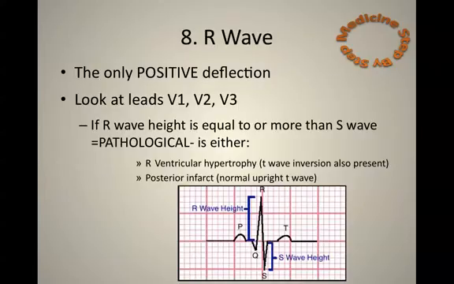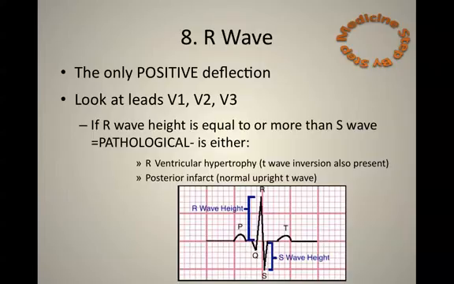Step 8 involves the R wave. The R wave is the only positive deflection of the complex. On a normal ECG, you may notice what is called an R wave progression, whereby going from V1 to V5, the R wave actually gets larger, starting off smallest in V1.